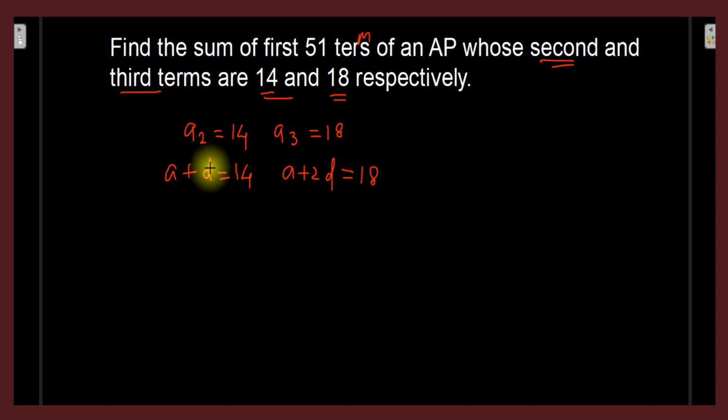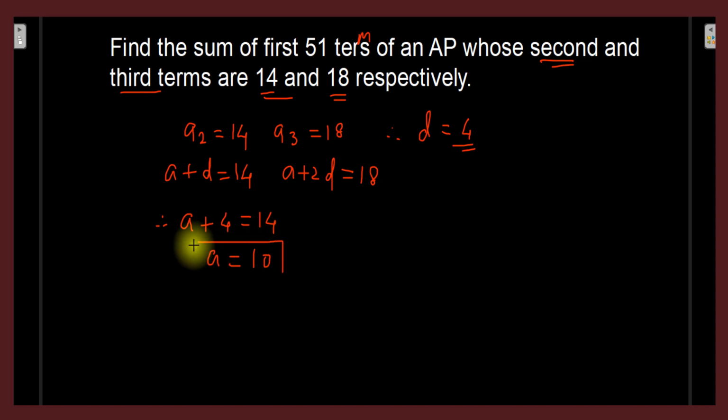But what is D here? D is the common difference, means second term minus first term. Here we do not know the first term, or the third term minus second term, that gives us the common difference, that is D, and therefore D is equal to 18 minus 14, that is equal to 4. So we know D, so put the value of D here and you will get the value of A, and therefore A plus 4, which is equal to 14, and therefore A is equal to 14 minus 4, that is equal to 10.